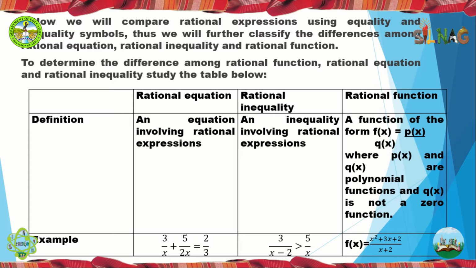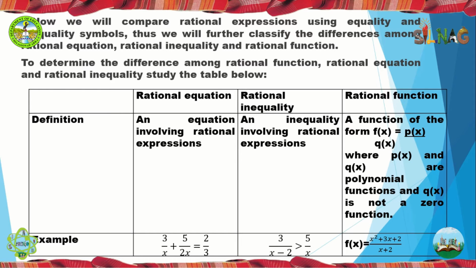We have rational equation, which is an equation involving rational expressions. An example of a rational equation is 3 over x plus 5 over 2x is equal to 2/3. This is also called a fractional equation. Then number 2, rational inequality. It is an inequality involving rational expressions. An example of a rational inequality is 3 over x minus 2 is greater than 5 over x.